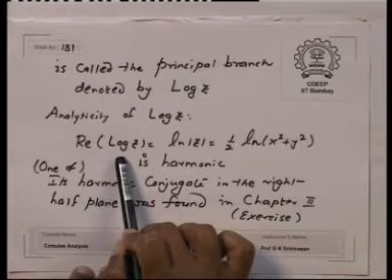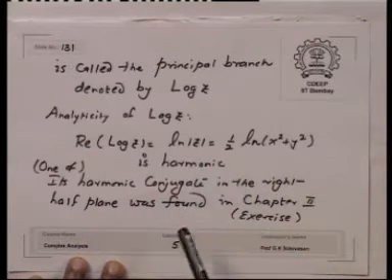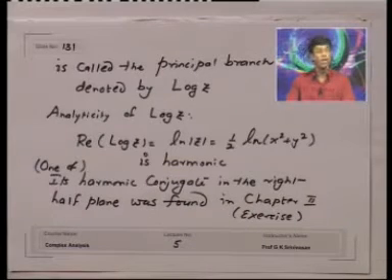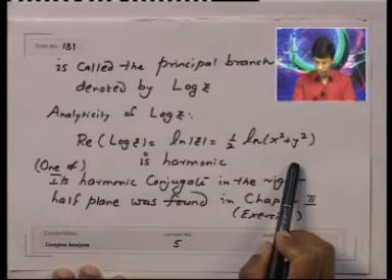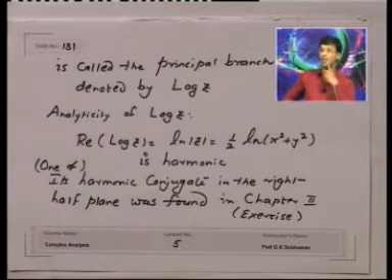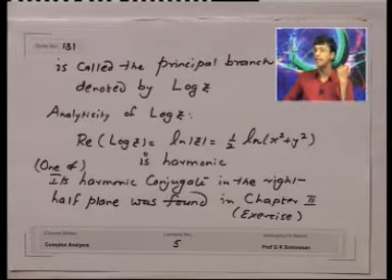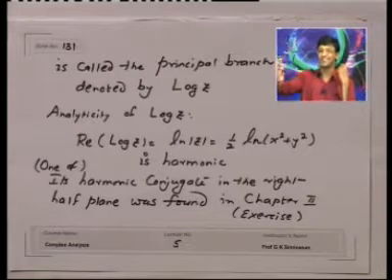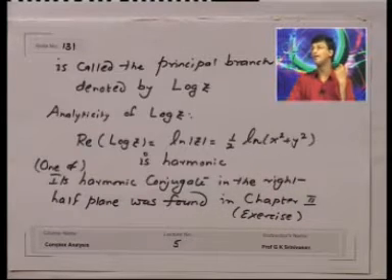Real part of log z is ln mod z. What is ln of mod z? Half ln of x squared plus y squared, right. Now, this part we have seen in chapter 2 is harmonic, and so it will have a harmonic conjugate on the right half plane. What is the harmonic conjugate that you found in those exercises? It was tan inverse of y by x, correct. It is the angle function. On the right half plane, you can write the angle function as tan inverse of y by x.